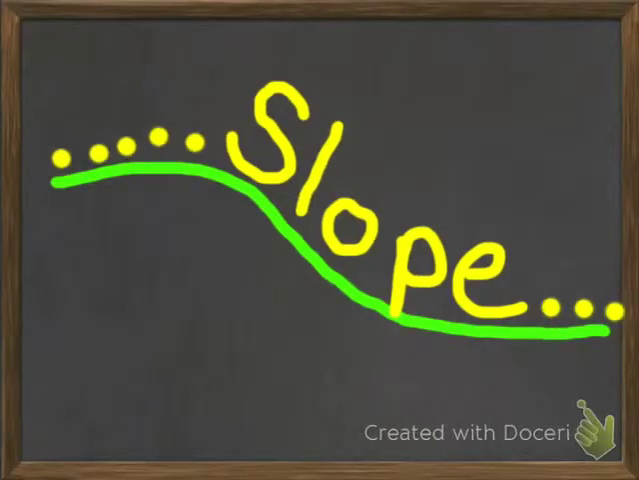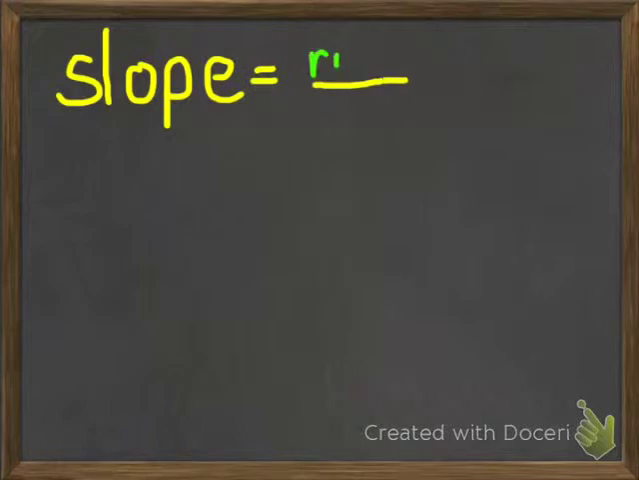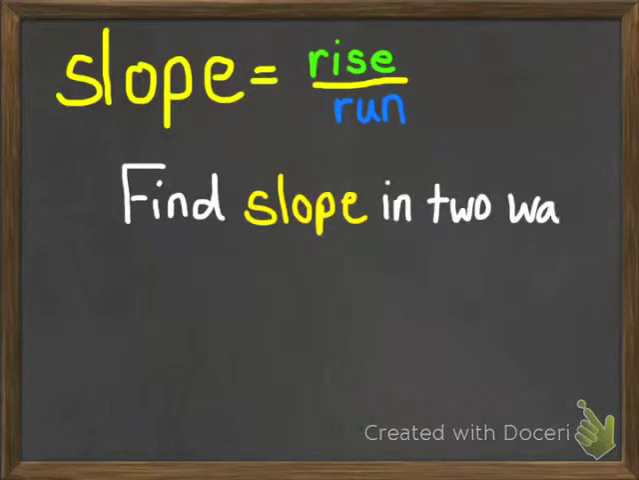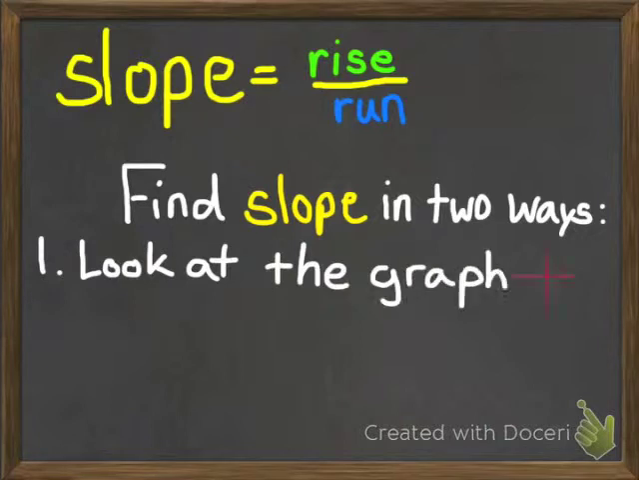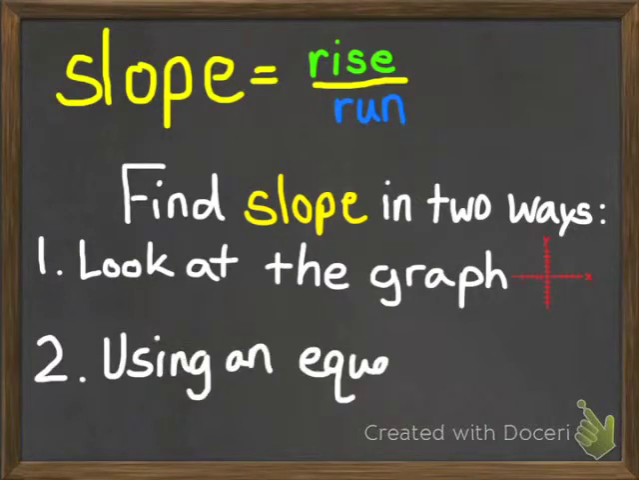So let's talk about slope and how we can find slope using a line and also by using an equation from 2 points. So slope, as you probably already know, is equal to the rise in a line over the run in a line. Some of you might know what that means already. If you don't, it's no big deal. I'm getting ready to go over it. We can find slope in two ways. The first way is by looking at the graph of a line. The second way is by using a slope equation. We'll go over both of these ways. The first one we'll look at is the graph.